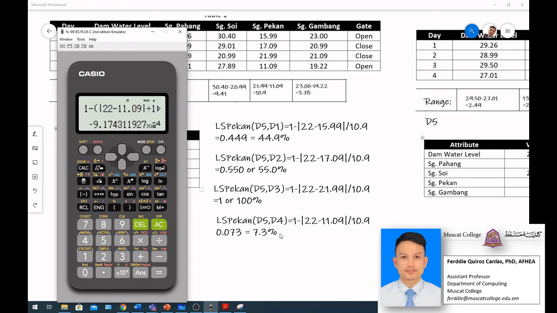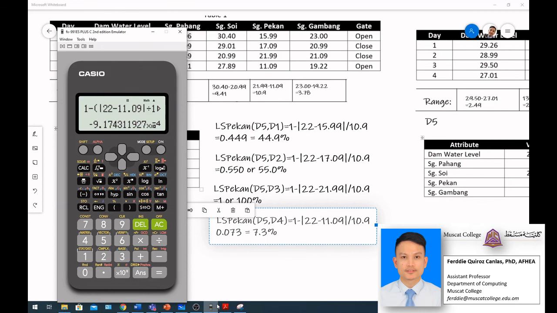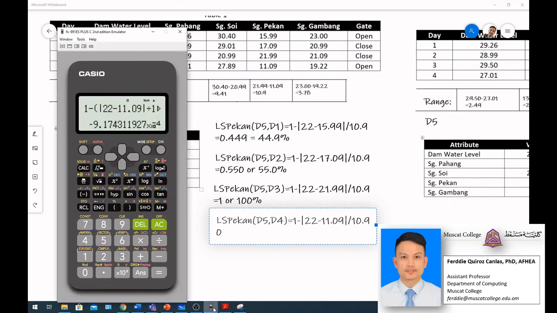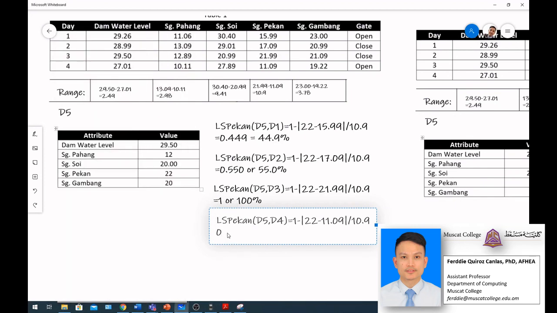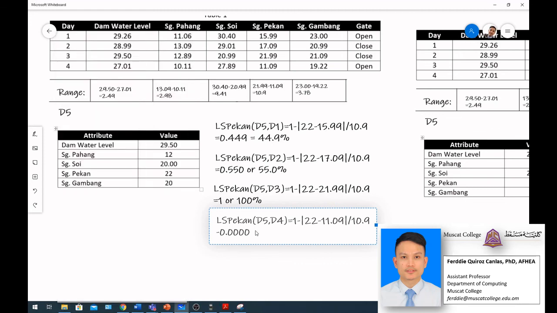So how do you count this? I have to write it first so that you will see. This is 0, this is minus 4, right? So this is negative 0.000917. So this is almost 0. So we just have to write here negative 0. So this is almost 0, or simply around 0%.